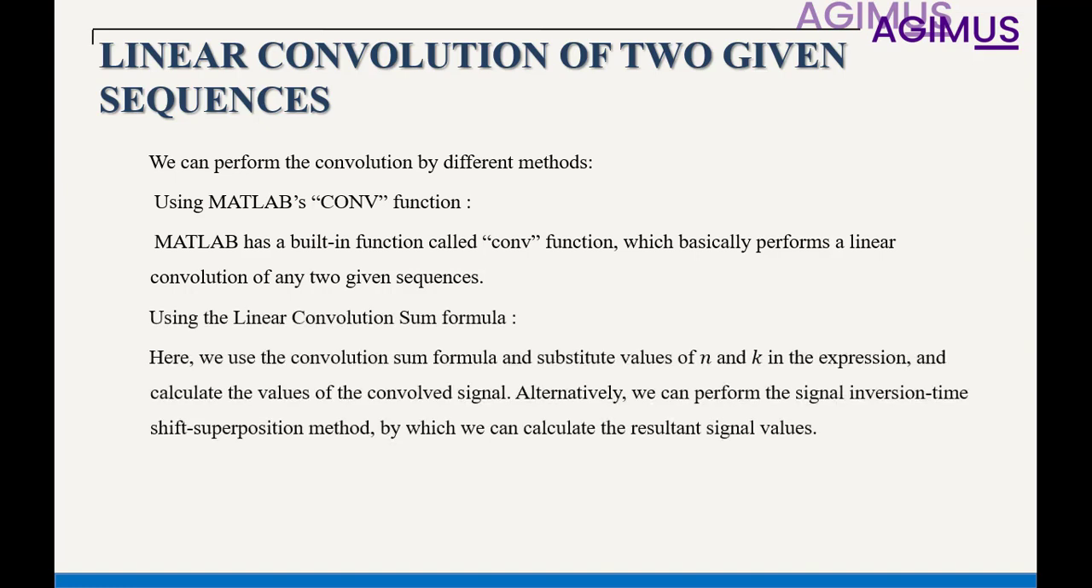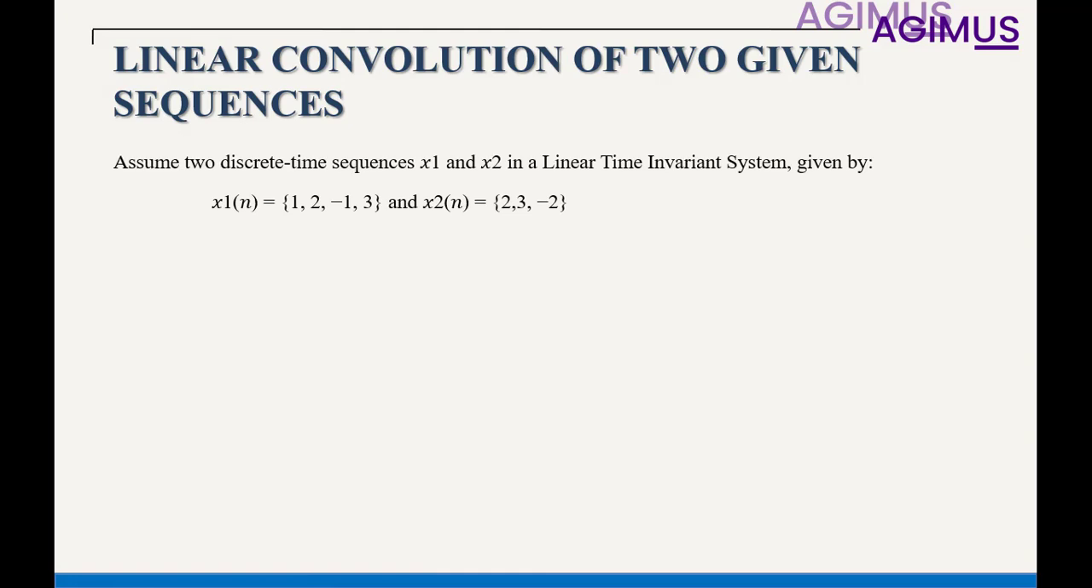For our case, we will be using the linear convolution sum formula, where you use the convolution formula and substitute the values of n and k in the expression to calculate the value of the convolved signal. Alternately, we can use the signal inversion, time shift and superposition method to calculate the resultant values. So let us assume that there are two signals.